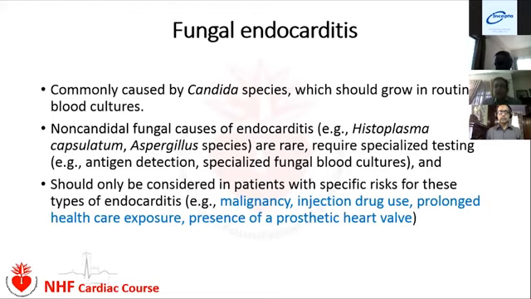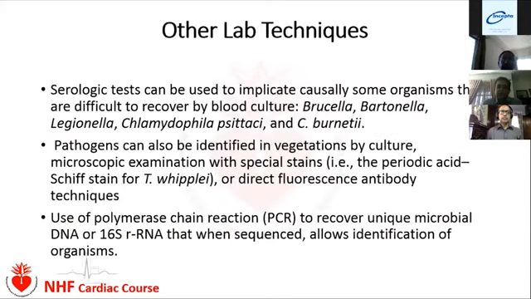Fungal endocarditis is caused by Candida and rarely others like Histoplasma or Aspergillus. And these Histoplasma and Aspergillus are mainly in patients with malignancy or injecting drug abusers or presence of prosthetic heart valves. So for this, we might ask for separate investigations. Other lab techniques which are important besides culture are serological tests that can be used to implicate causally some organisms that are difficult to recover in blood culture like Brucella or Bartonella, as we have said already. Pathogens can also be identified in vegetations by culture and or direct fluorescent antibody technique. Use of polymerase chain reaction is also another option.